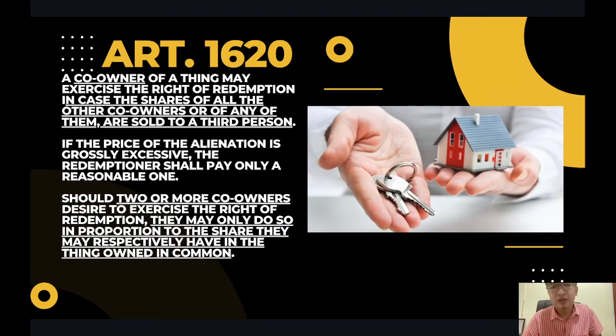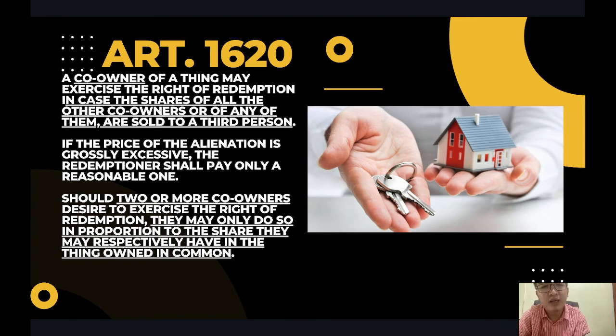Article 1620: a co-owner of a thing may exercise the right of redemption in case the shares of all the other co-owners or any of them are sold to a third person. Meaning, let's say, for example, ABC owns a property, by virtue of inheritance. A and B sold, so onerous title, they sold their share to a third person. Let's say that third person is Z. Now, C can exercise his right to legal redemption against Z.